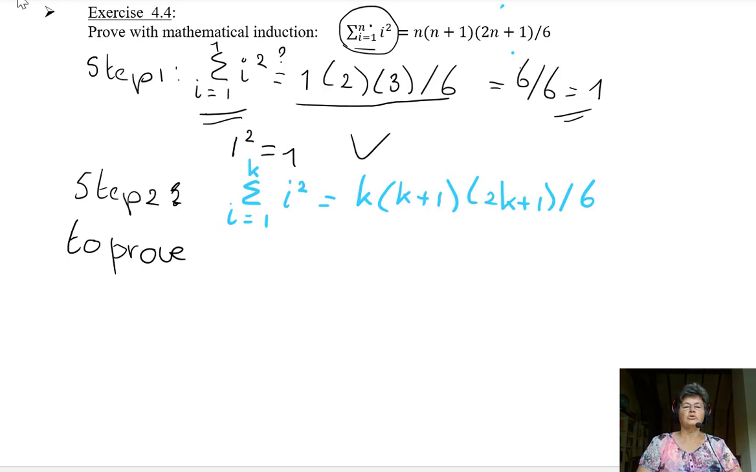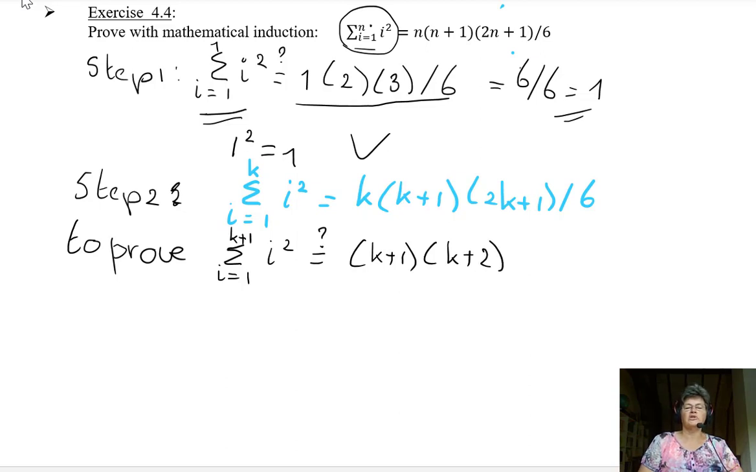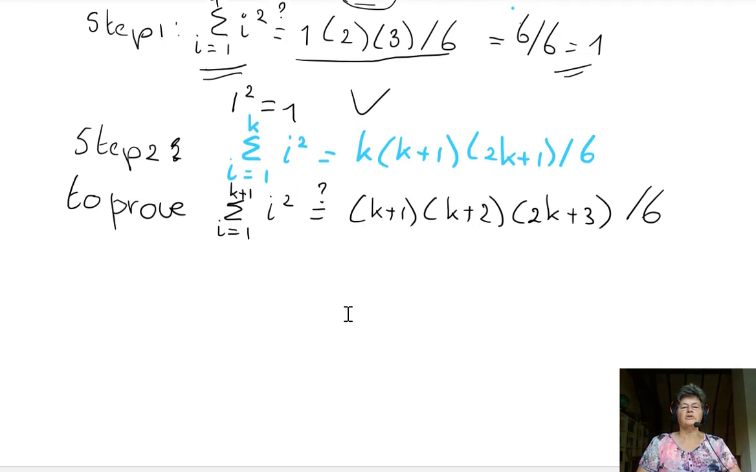And that's what we need to prove, that it's also true for the successor. So that the sum i is 1 until k plus 1, and that's the successor, equals (k plus 1) times (k plus 1 plus 1) times (2 times (k plus 1) plus 1), that is 2k plus 3, and that divided by 6. So that's what we need to prove.